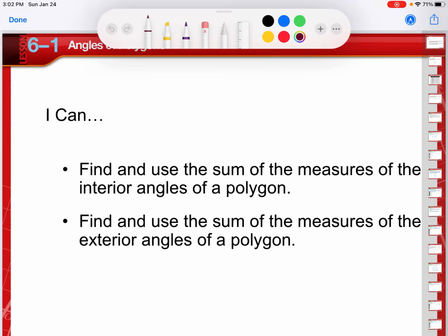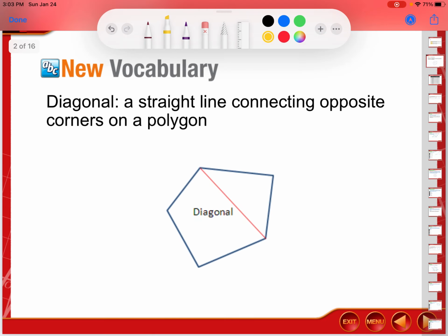Alright, so today we're talking angles of polygons. Our goal for today is to be able to find and use the sum of the measures of the interior angles of a polygon and find and use the sum of the measures of the exterior angles of the polygons. So we're dealing with interior and we're dealing with exterior today. This one should not be that bad. It should be pretty quick and painless.